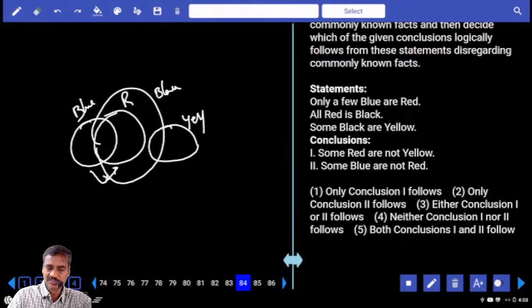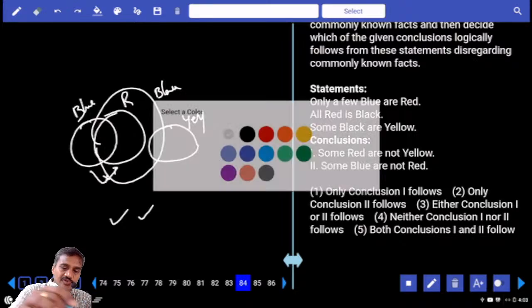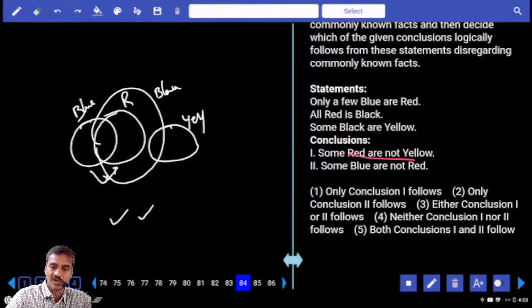And first one, some red are not yellow. And that is definitely true as of now. Some blue are not red. And that is also definitely true. Now to make the first one false, I need to prove all red are yellow. All red are yellow means, tell me whether I can write yellow like this or not. Yes. Hence I have proven a case where all red are yellow is true. Some red are not yellow will be false.